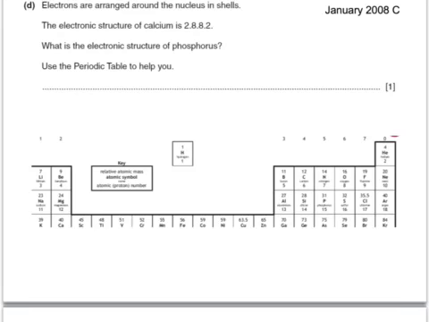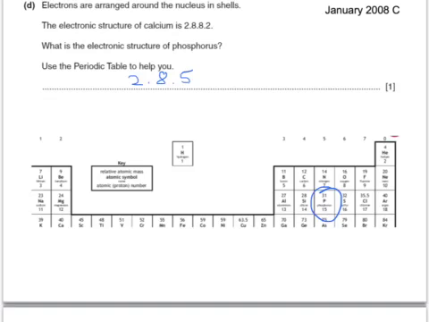Another question. Electrons are arranged around the nucleus in shells. The electronic structure of calcium is 2,8,8,2. So what's the electronic structure of phosphorus? Okay, let's find phosphorus. Phosphorus is here. It's got 15 protons, so it must have 15 electrons. The first shell will have 2 and then be full. The next shell will have 8, and the final shell will have the remaining 5.